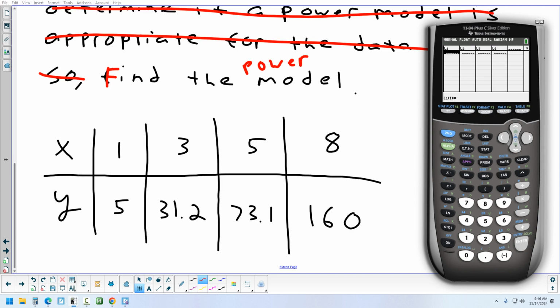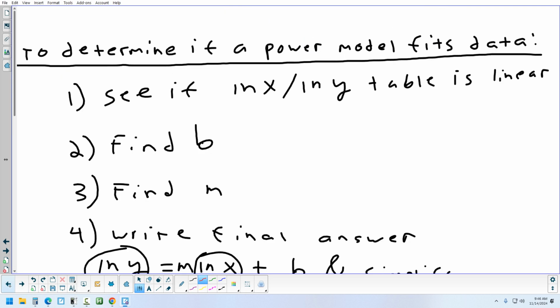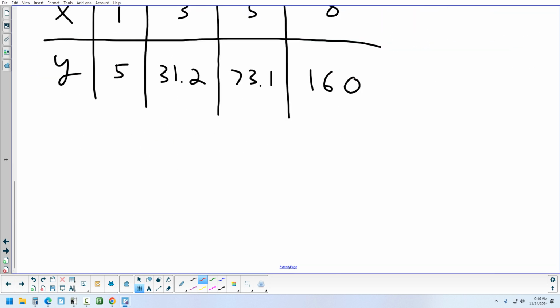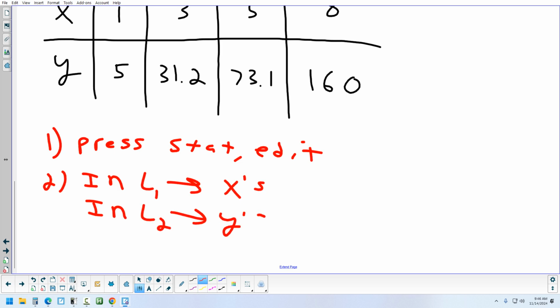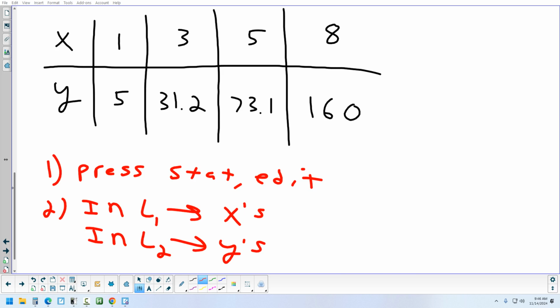So let me start writing down some of the steps. Step 1, press Stat and go to Edit. In L1, we're going to put the X's. In L2, we're going to put the Y's. Okay, so let's start putting all those in.